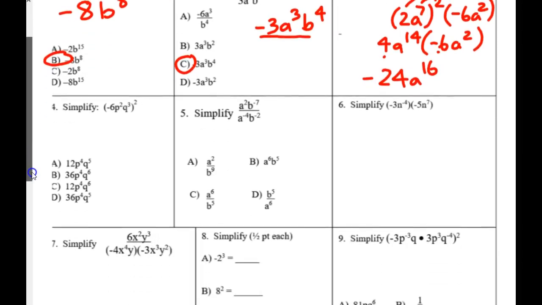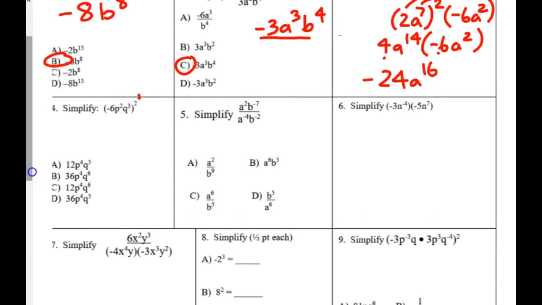On number 4, everything gets squared. So negative 6 squared is 36, not negative 36. Please use parentheses when you use your calculator. 2 times 2 is 4, p to the 4. 3 times 2 is 6, q to the 6. 36p4q6.